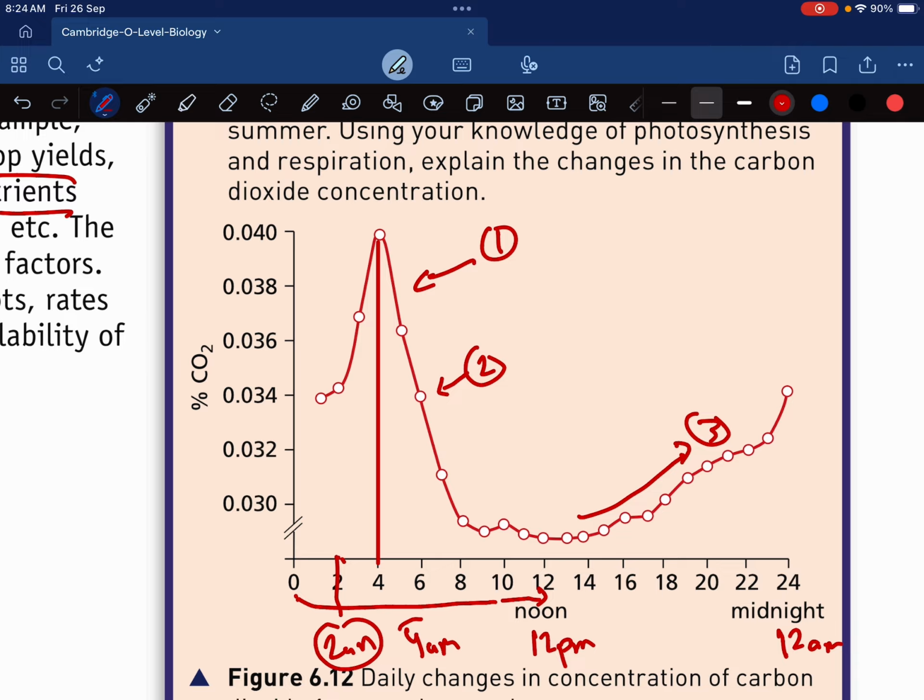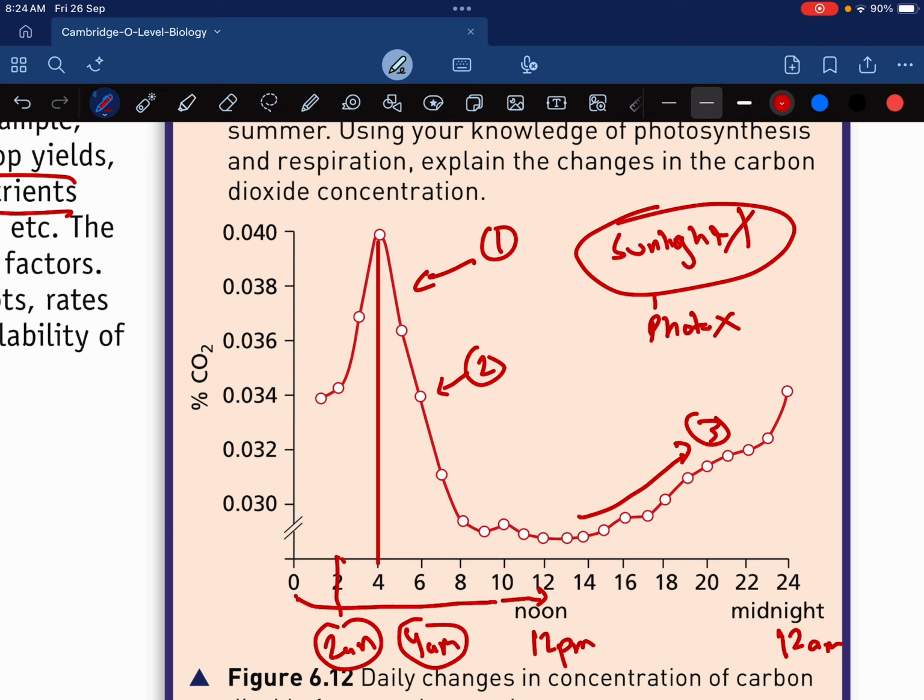2 AM से लेकर 4 AM तक ये जो time है, ये तो रात का time start हो गया ना. रात के time में sunlight होती है? There is no sunlight, right? No sunlight ही नहीं होती. जब sunlight ही नहीं है तो photosynthesis होगी? नहीं होगी. नहीं होगी, no photosynthesis.